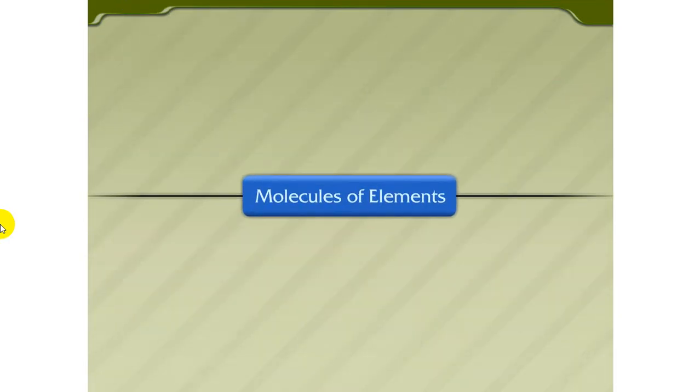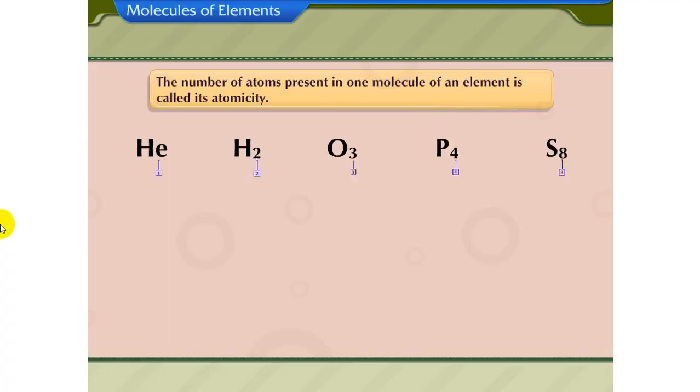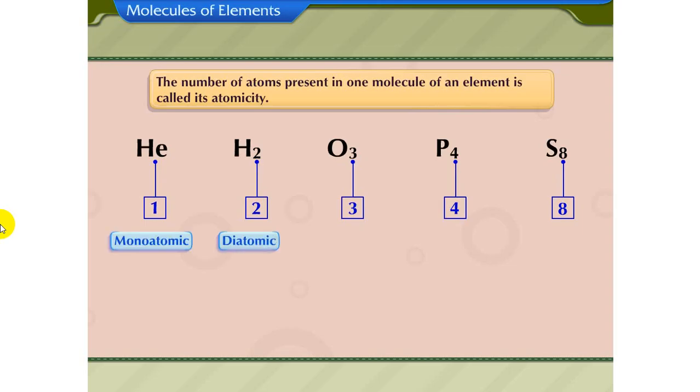Molecules of elements. The number of atoms present in one molecule of an element is called its atomicity. The molecules can either be monoatomic or diatomic or triatomic or tetraatomic or polyatomic depending on the number of atoms present in them.